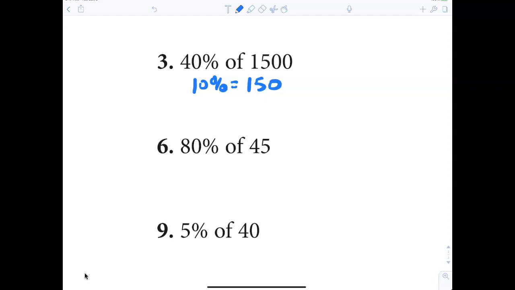Now, I don't want 10%. I want 40. So times 10 by 4. That's what we just said. That's exactly correct. Now you know. Honestly, that's like 75% of the problems right there. I'm not kidding you. So times by 4. 600. So 40% is equal to 600.